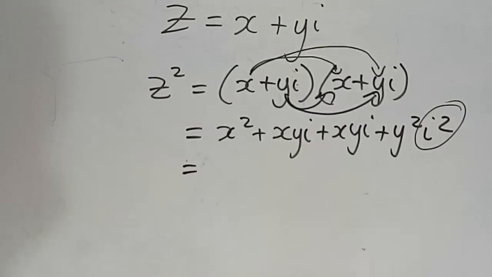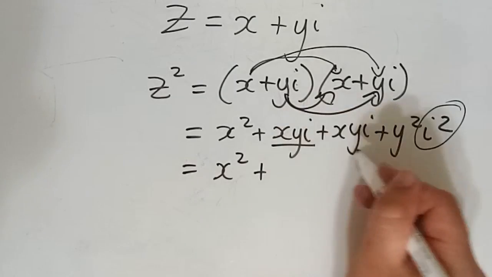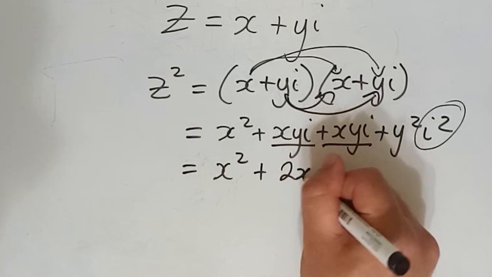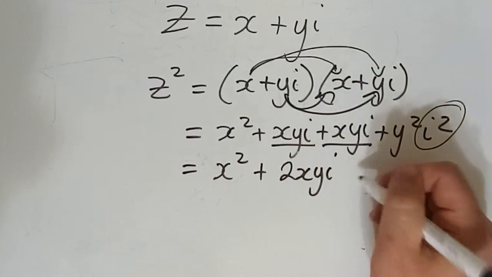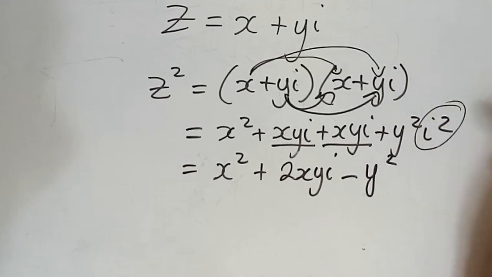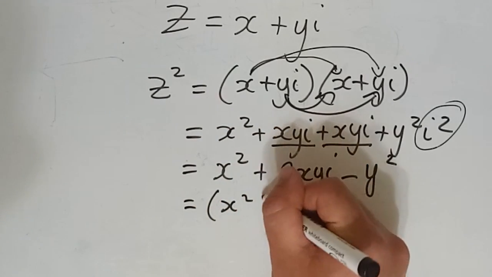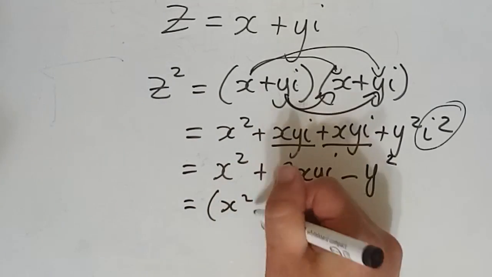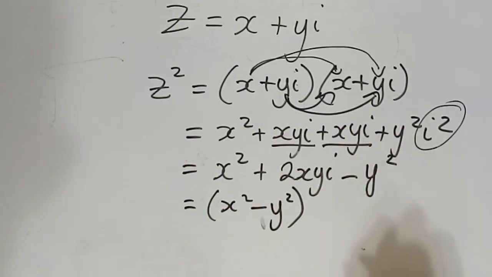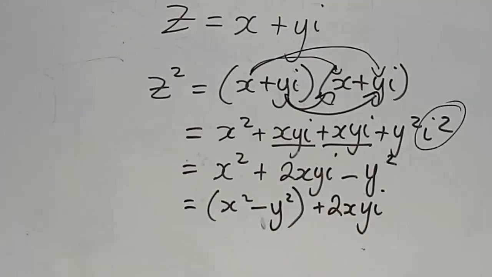Okay, let's do our simplification. Remember this i squared is the same as negative 1. So I've got x squared plus, we can add these like terms up, 2xyi, I've got 2 of them. And this is going to be minus y squared, because negative 1 times y squared. So the real parts are x squared minus y squared, plus 2xyi.